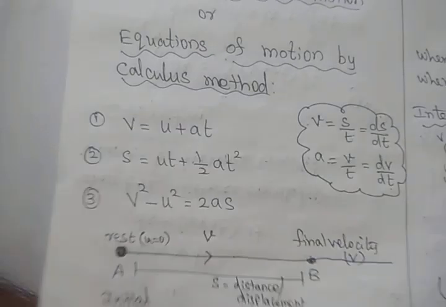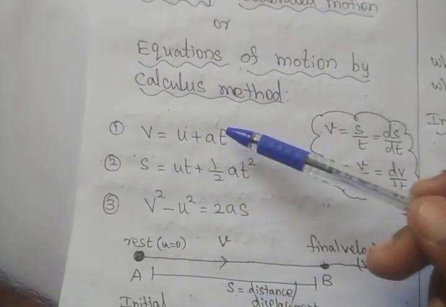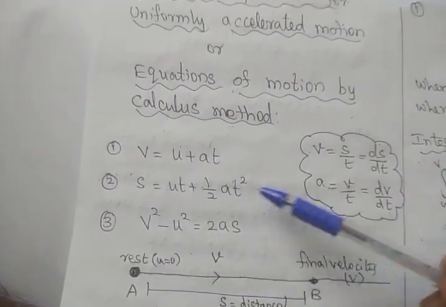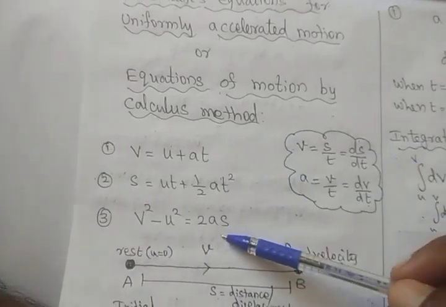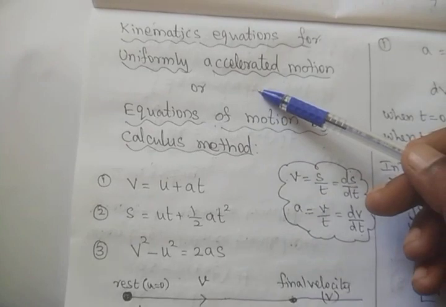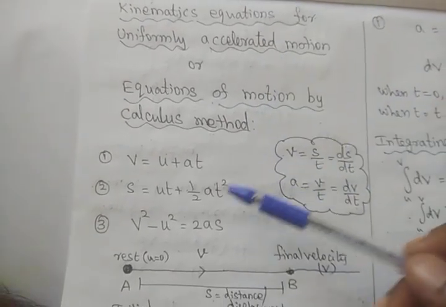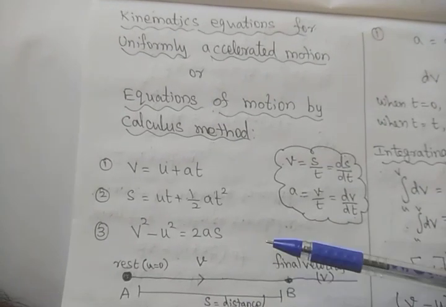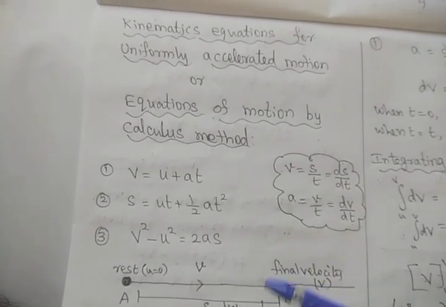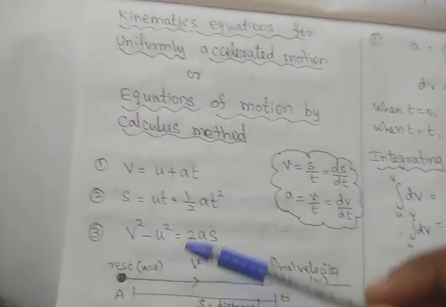To summarize, these are all the equations of motion: v is equal to u plus at, s is equal to ut plus half at squared, v squared minus u squared is equal to 2as. These are all the equations of motion of a uniformly accelerated body. These equations are used for problem solving purposes. In the next video, we are going to see how to solve problems by using these formulas.